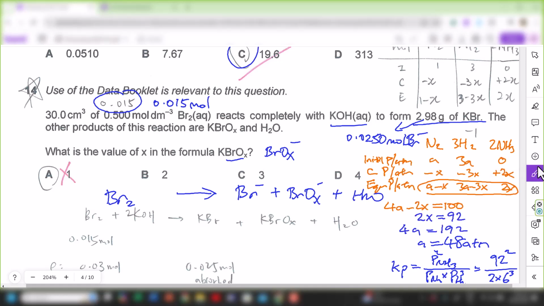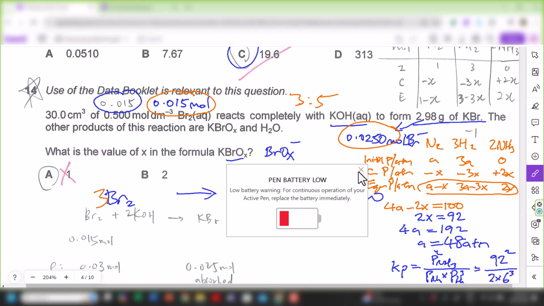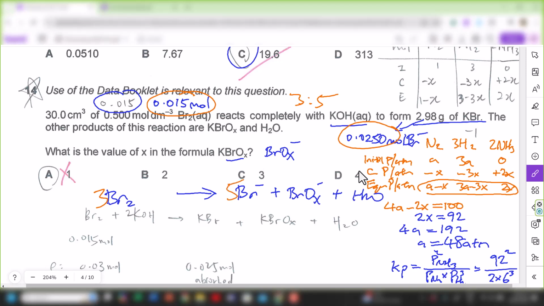What is important is this particular ratio, 0.015 is to 0.025. If we do a quick comparison, that will be a 3 to 5 ratio. So with that, we can straight away write in here 3 is to 5. You notice that simply by material balance, in terms of bromine, it is already balanced, the 3 to 5 ratio. Since it's already balanced, let us take a look at the change in oxidation state.